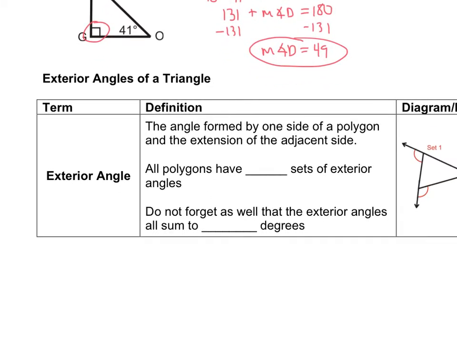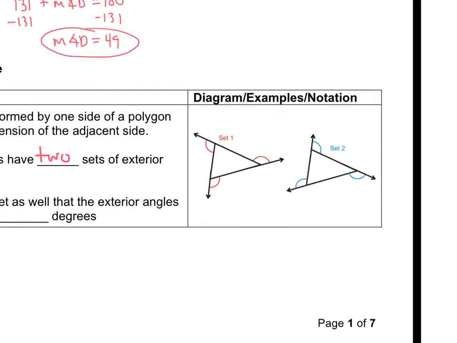The next definition we have is exterior angle. The definition is the angle formed by one side of a polygon and the extension of the adjacent side. Right now we're just working with triangles, although other polygons do have exterior angles. Every polygon has two sets of exterior angles, and you can see that in your notes on the picture next to it. First set here, second set here. Now some pictures might mix and match them, so just be aware of where they are.